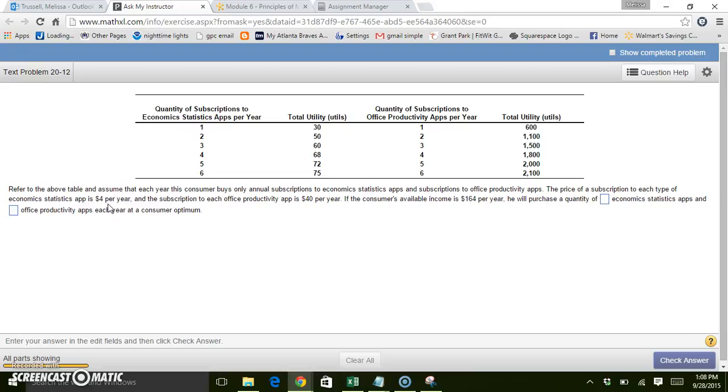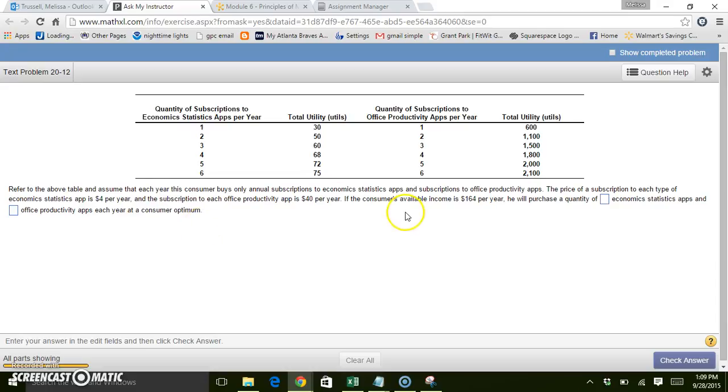And it tells us to refer to this table and assume that each year the consumer buys only annual subscriptions to the economic statistics apps and subscriptions to office productivity apps. So these are the only two things that this person's buying. And the price of the subscription to each economics app is $4 a year, and the subscription to the office apps is $40 per year. So if the consumer's available income is $164 per year, it wants us to decide how many of each of these products he's going to buy at his consumer optimum.